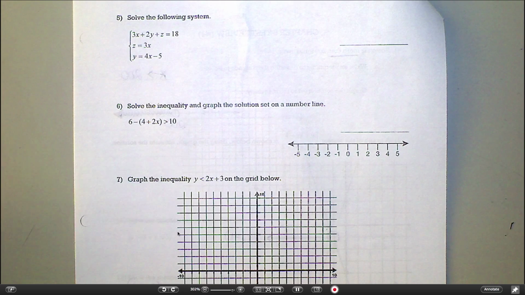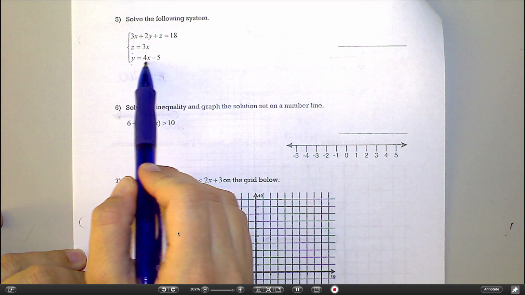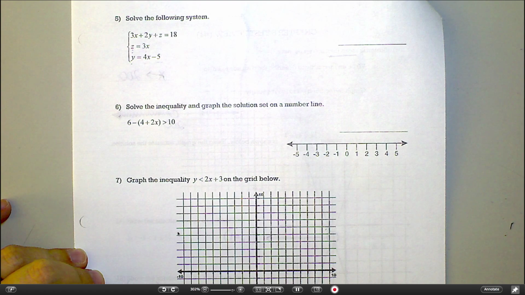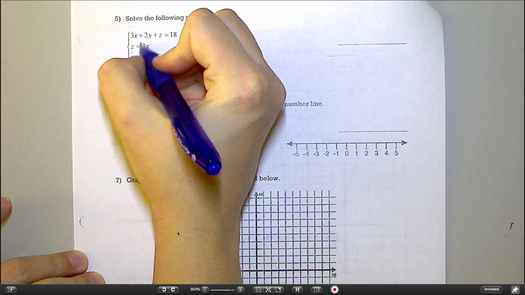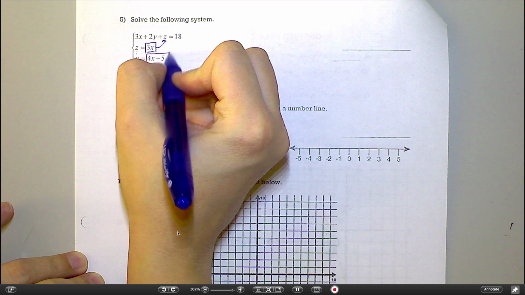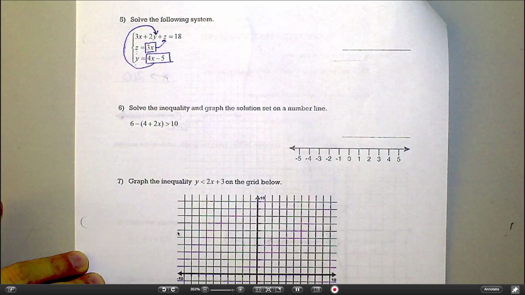Okay, number 5 is a system of 3 equations. You have not seen one with 3 equations before, but that doesn't change how you solve it. The principle is still the same. I have z equals 3x and y equals 4x minus 5, so I see right here that z and y are already isolated. I would do this with substitution, and I would take this 3x and plug it in for z up here, and I would take this 4x minus 5 and plug it in for y here at the same time, and you'll see what's going to happen then.